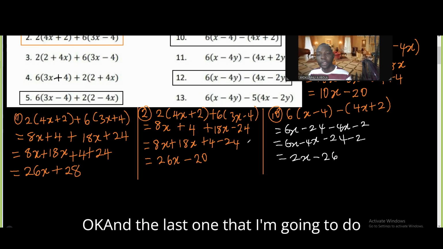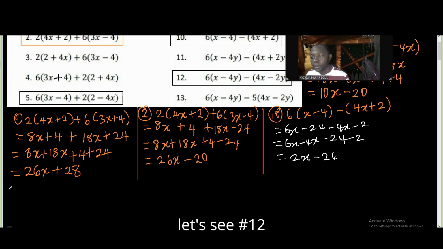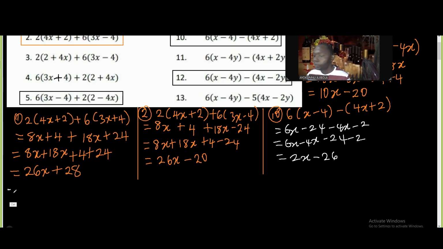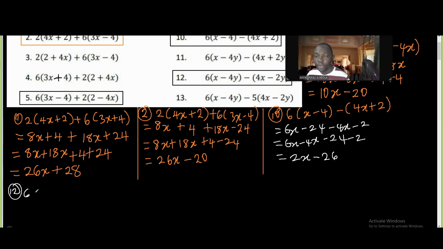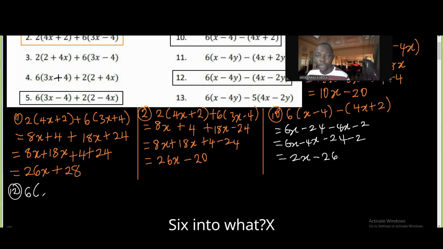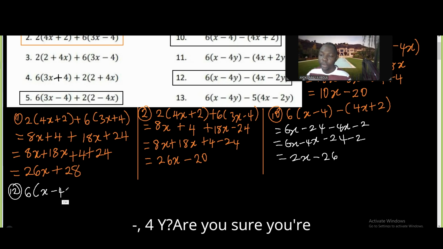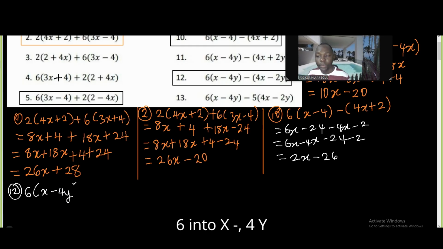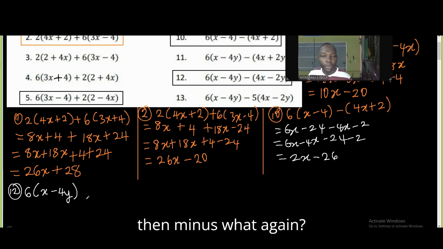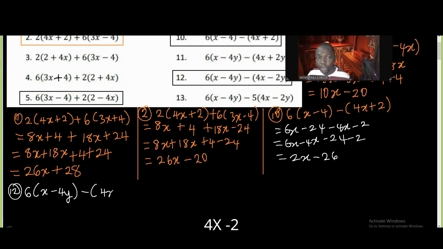And the last one that I'm going to do is number 12. So let's see, number 12. For number 12, we have what? 6 into x minus 4y. Are you sure you're concentrating? Yes, 6 into x minus 4y. Then minus what again? 4x minus 2y.